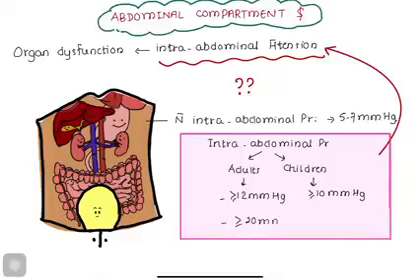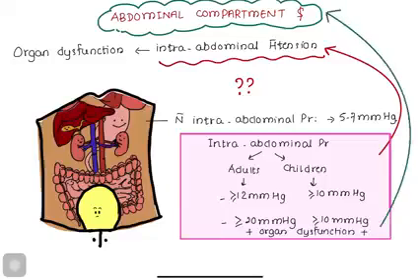A sustained rise in intra-abdominal pressure more than 20 mm mercury in adults or more than 10 mm mercury in children, together with organ dysfunction or organ failure, is known as abdominal compartment syndrome.